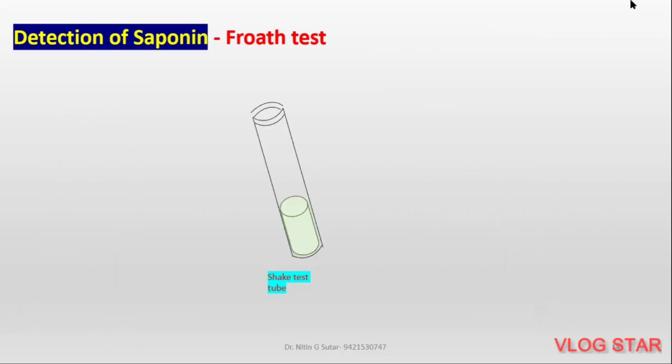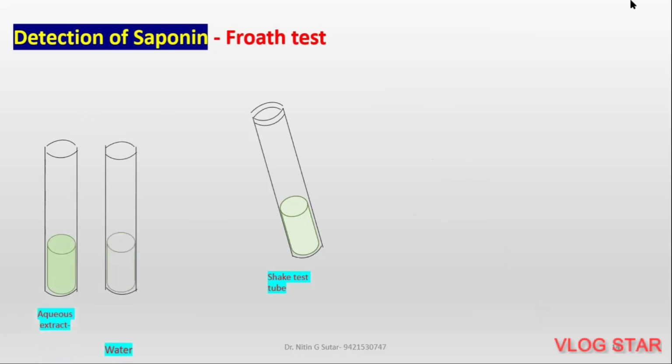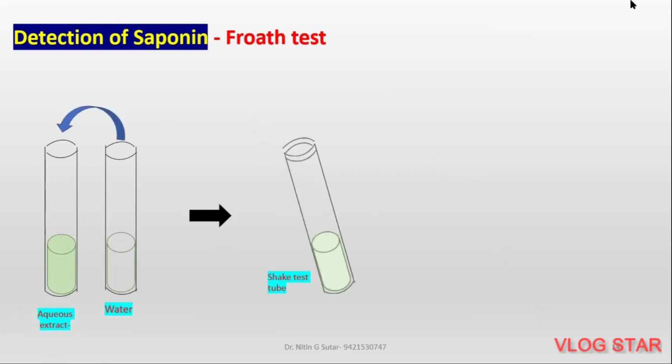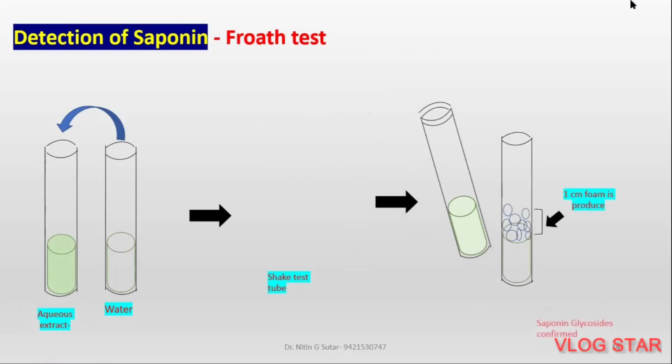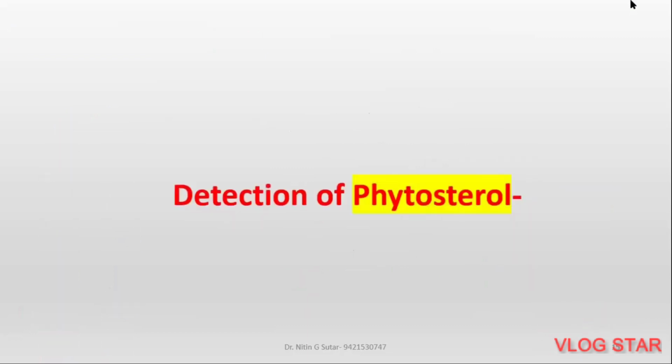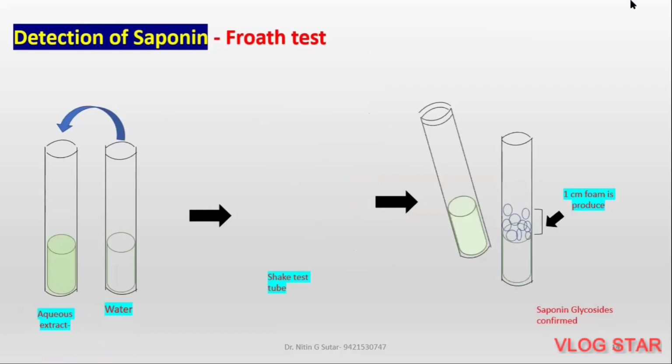Now the next one is the froth test, the same one. You have to take a big test tube. To that one, you are going to add aqueous solution. To that one, you are going to add water, and shake it. After shaking, there is a formation of foam. One centimeter of foam is formed. That indicates that glycosides are present, that is saponin containing glycoside.